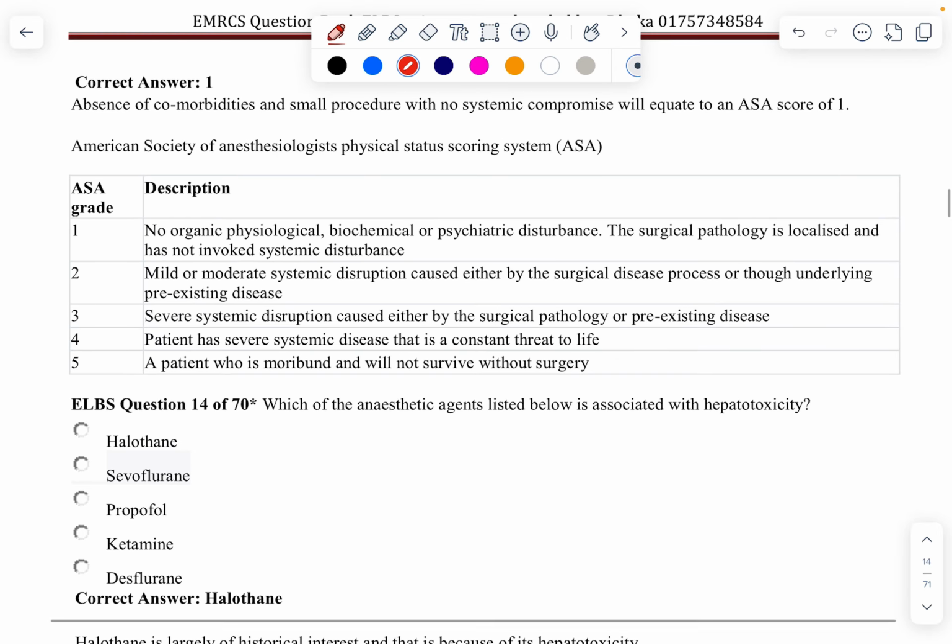Which of the following listed below is associated with hepatotoxicity? Halothane is hepatotoxic.